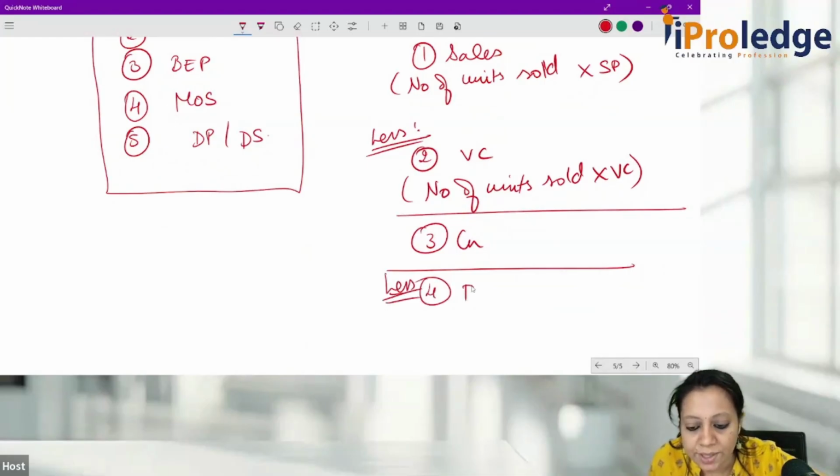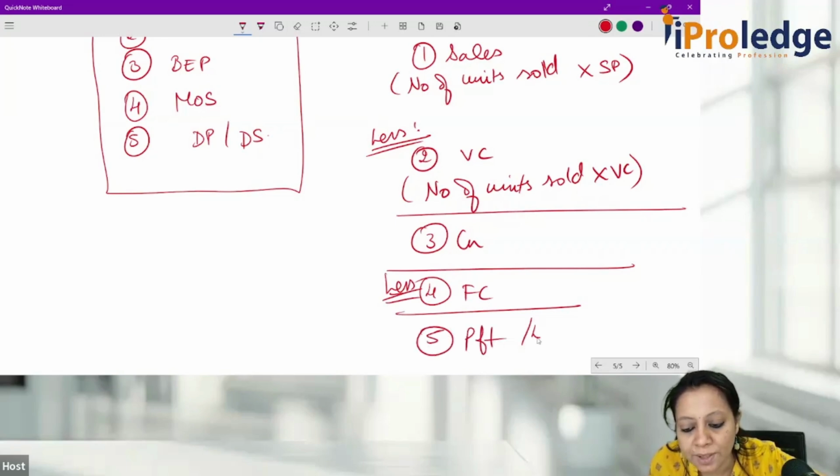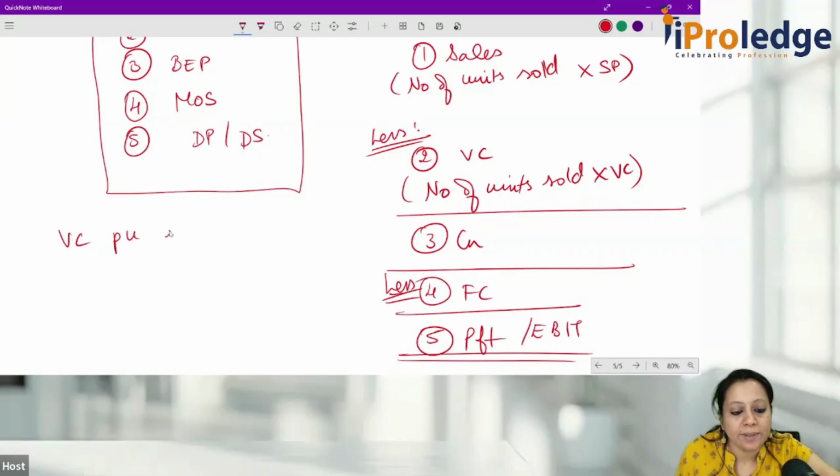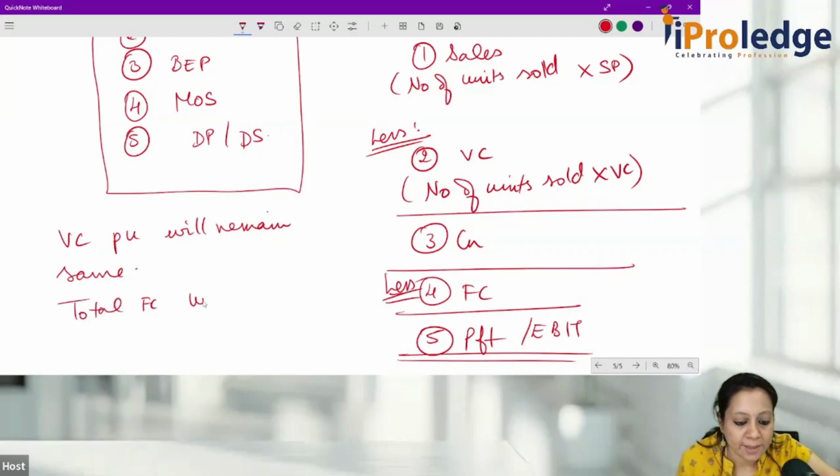Less fixed cost will give me what? Profit. This profit is only EBIT. Okay, so this is the marginal cost sheet. If you know this, you can tackle most of the things. And variable cost per unit will remain the same. Total fixed cost will remain the same.